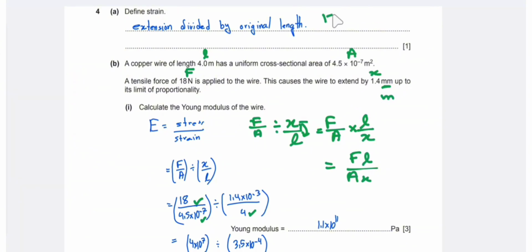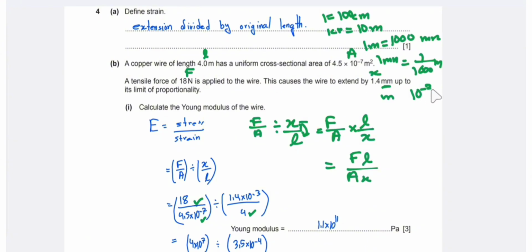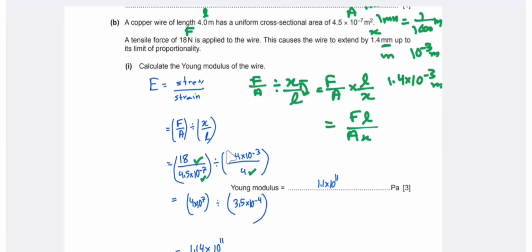So we know that 1 meter is equal to 100 centimeter, and 1 centimeter is equal to 10 millimeter. So 1 meter is equal to 1000 millimeter. So 1 millimeter is equal to 1 by 1000 meter, or 10 to the power minus 3 meter. So 1.4 millimeter is equal to 1.4 into 10 to the power minus 3 meter.